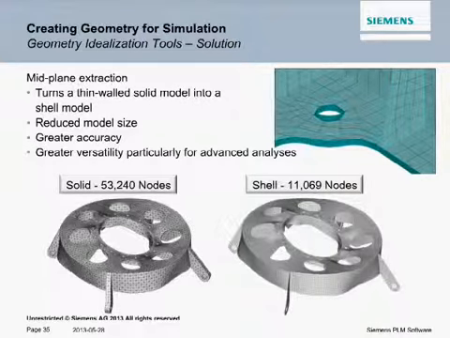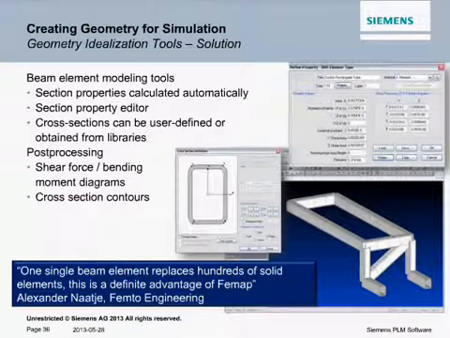You can take it to another stage where you can look at frame type structures, and instead of creating a three-dimensional solid model of a frame, you can actually reduce it down to just a handful of beam models. Again, the beams are associated with the cross-section. This becomes an element property, and the cross-sections can be retrieved from libraries or can be user defined, or you can actually draw them and have the properties calculated automatically.